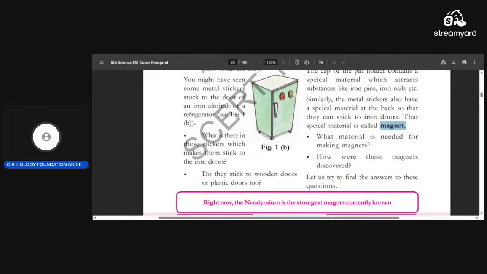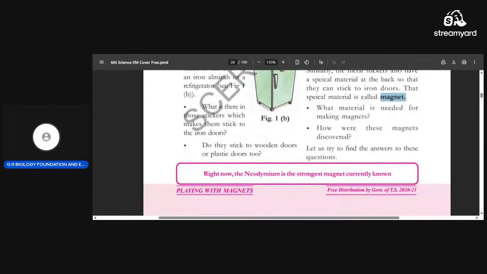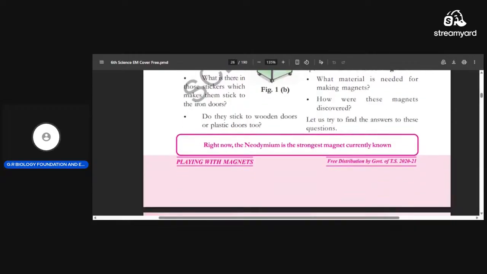Okay. What materials are needed for making magnets? How were these magnets discovered? So what materials are required to make a magnet, and who discovered them, and how were these magnets discovered? About that, let us try to find out the answers to these questions.